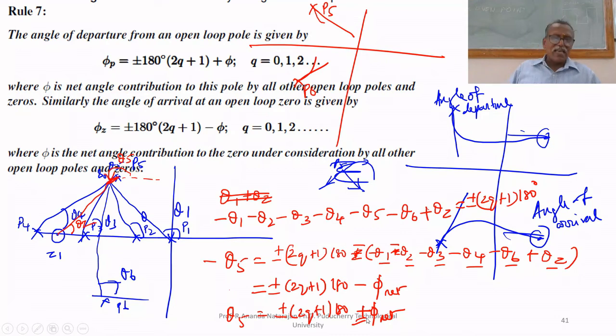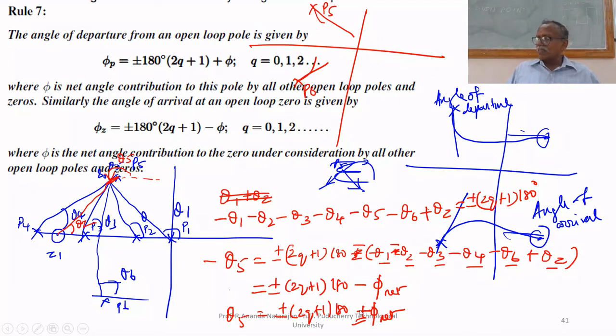The same way you can find the angle of arrival. For the angle of arrival, instead of plus it will be minus. Where phi net is added here, there you have to subtract. That's all. What is phi net? Phi net is the angle made by the lines joining the pole or zero under question to all other poles and zeros.